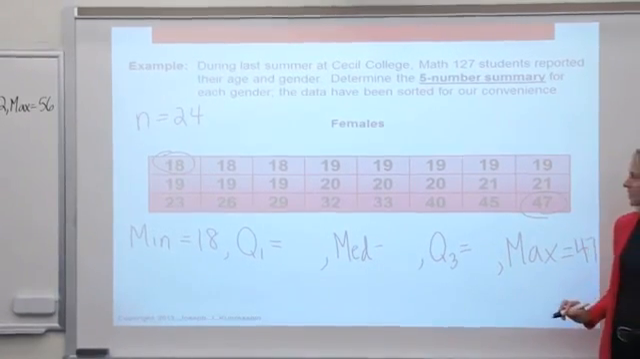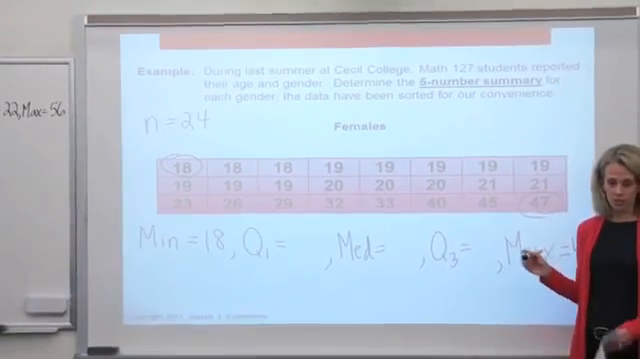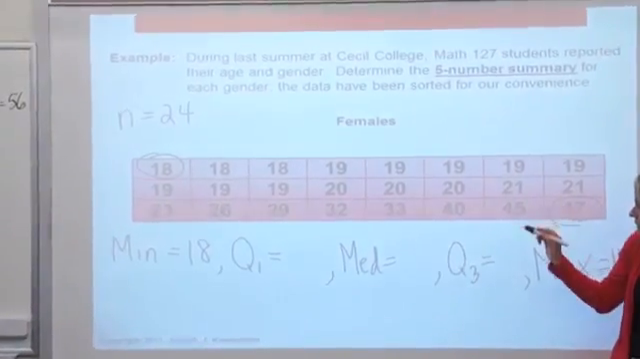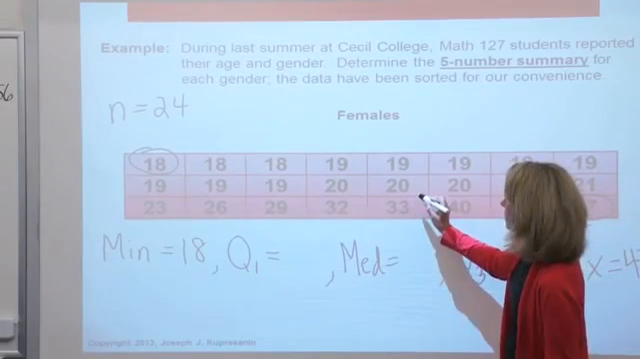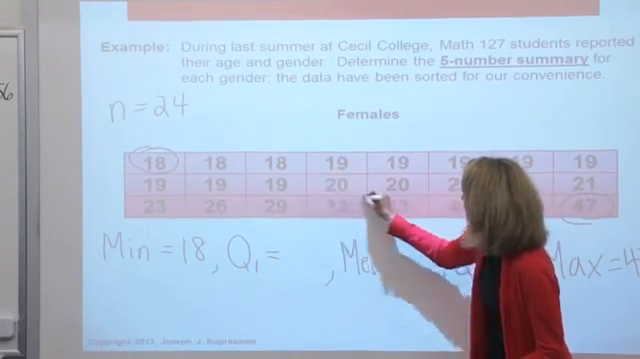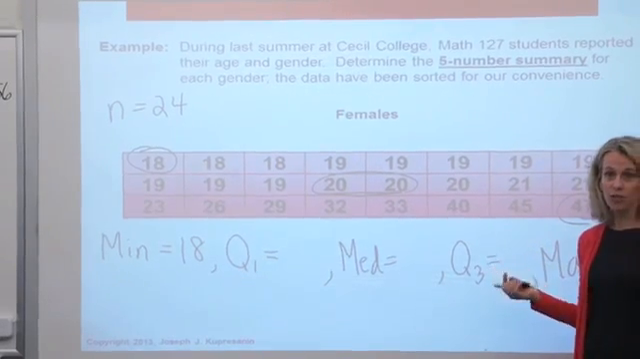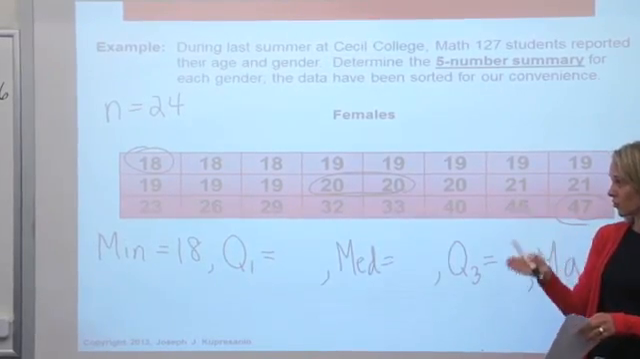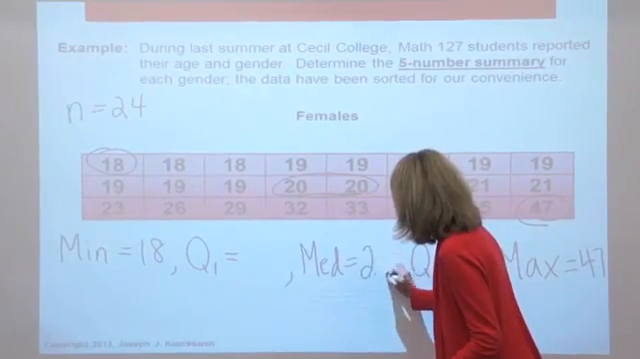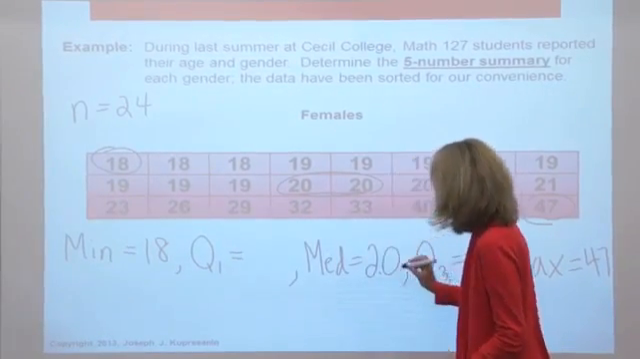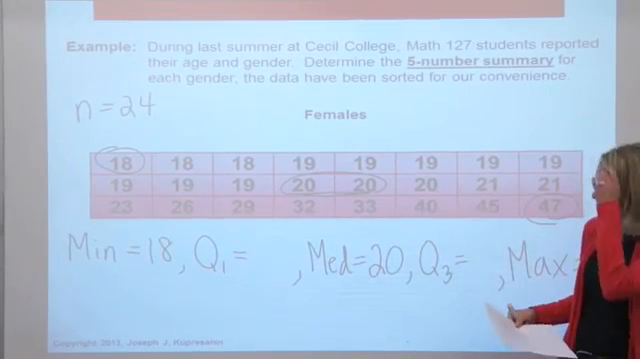Okay, for our other values, the median, we have 24 observations, so there are 2 values right in the center of the data set. Those 2 values fall right about here. If there's an even number of observations in your data set, you would take the average of the 2 values in the center, and the average of 20 and 20 is going to give us a median of 20. So half of the students were below age 20, half of the students were above age 20.